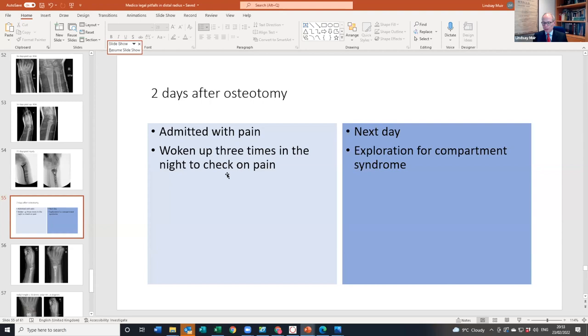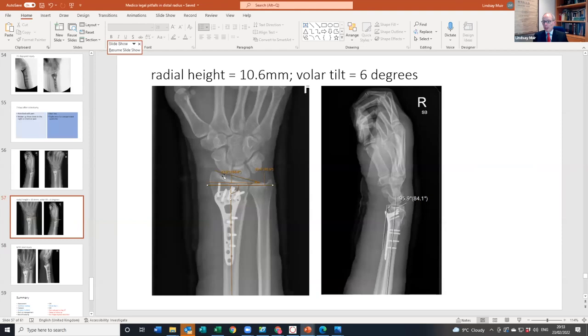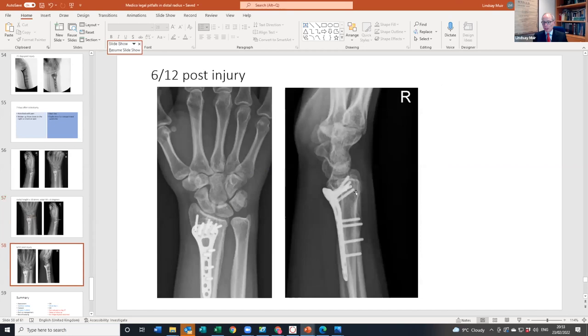And then he actually makes a very good recovery, and he's back at work very quickly thereafter. And these are the final films. But when you look at these films and look at the pre-op films, then I wonder whether actually the difference between the two is that one has got a plate in it and one doesn't. I've probably corrected the volar tilt a little bit, but I think he's still a little bit radially shortened.